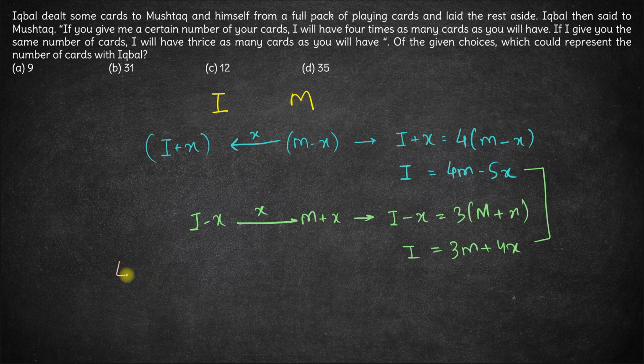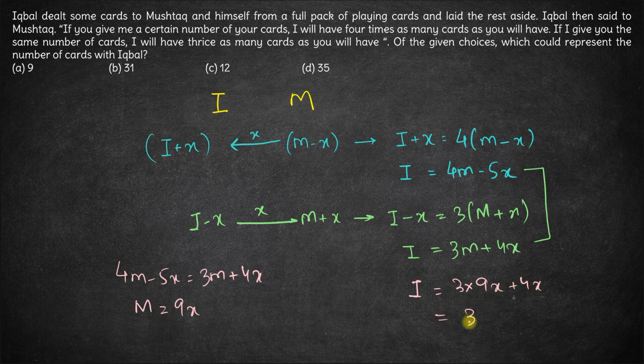So we have 4M minus 5X should be equal to 3M plus 4X. So 4M minus 3M is M, and minus 5X goes to that side, becomes 9X. So M is equal to 9X. Hence the number of cards with Iqbal will be thrice of M plus 4X, which is 3 times 9X plus 4X. Thrice of 9 is 27, 27 plus 4 is 31X. So the number of cards with Iqbal is 31 into X.